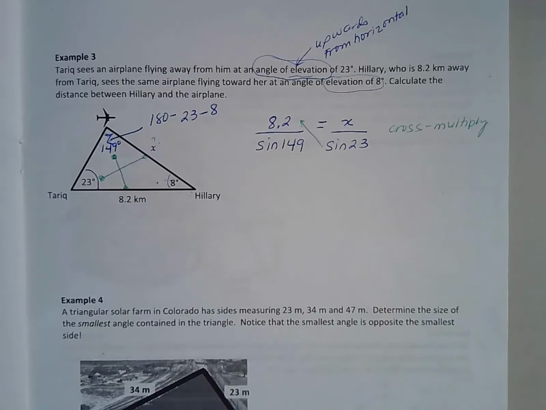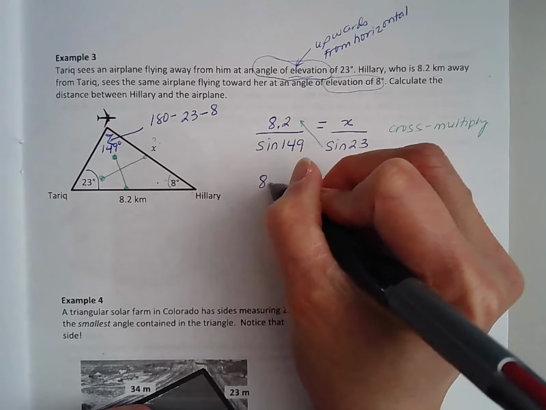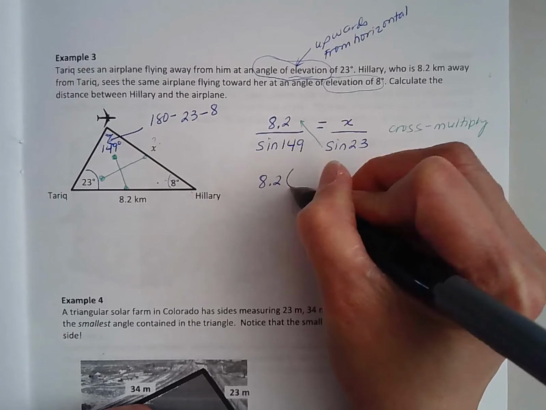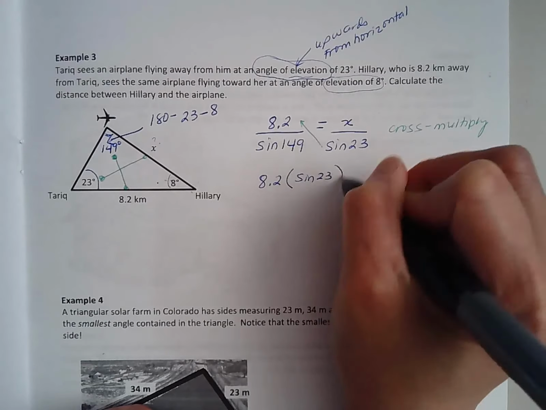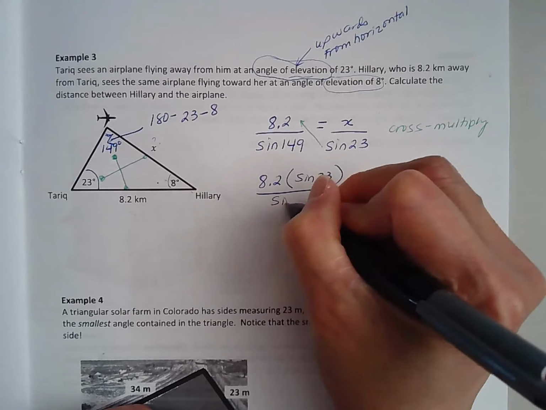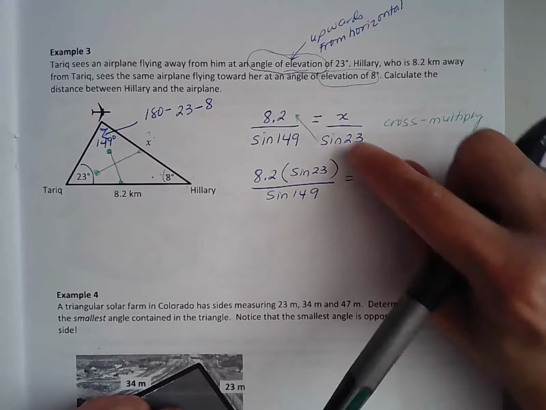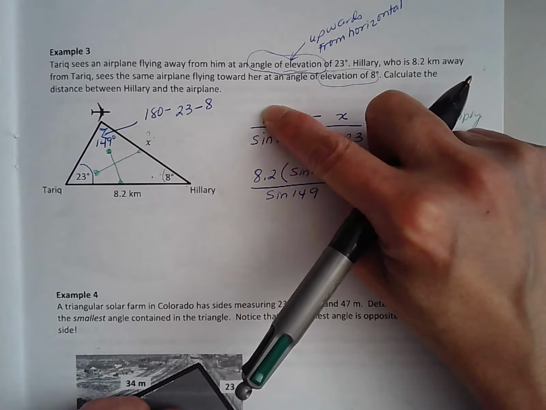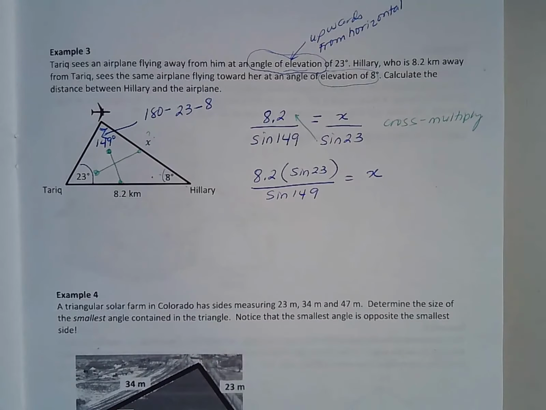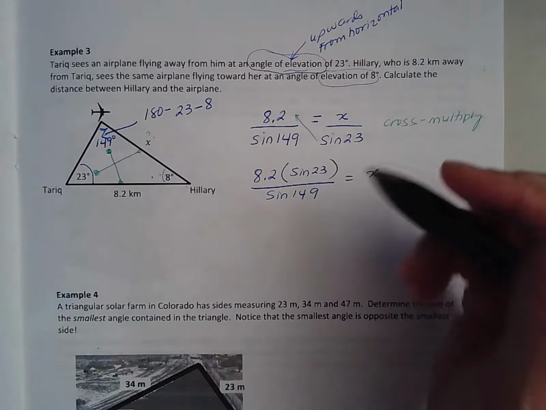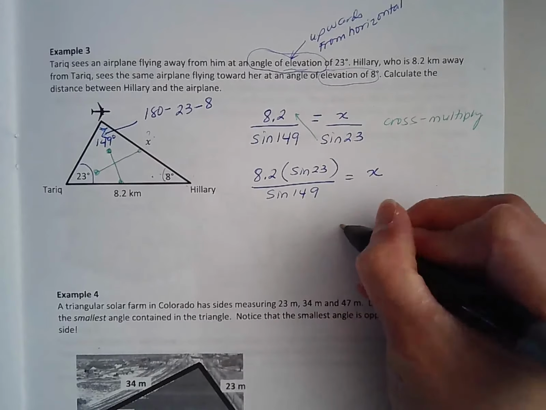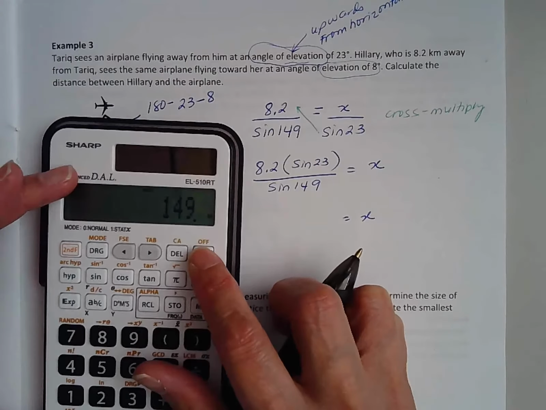So when we cross multiply that, what would we get? 8.2 times sine 23 divided by sine 149 equals x. So we're just going to take this and cross multiply by 8.2. Okay. And then the x is alone. Now it's a matter of just figuring out this value. Okay. So I got to make sure that calculator is in degrees.